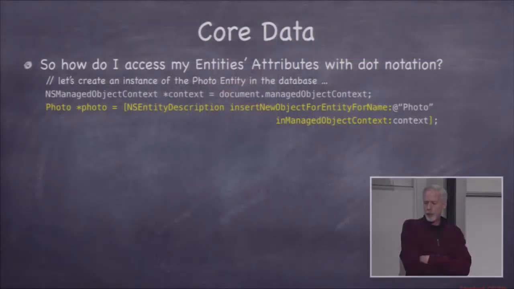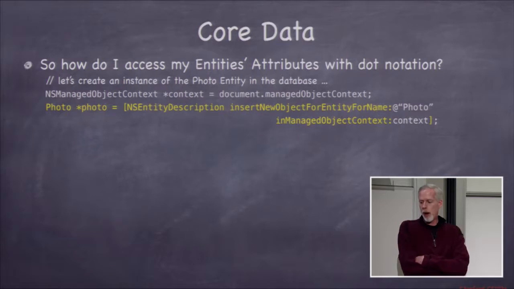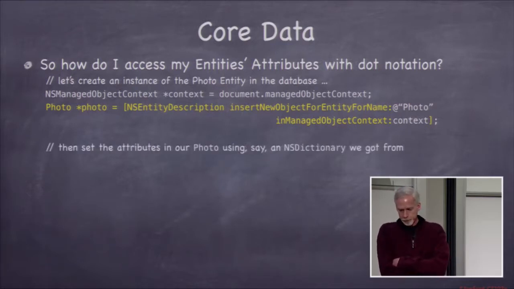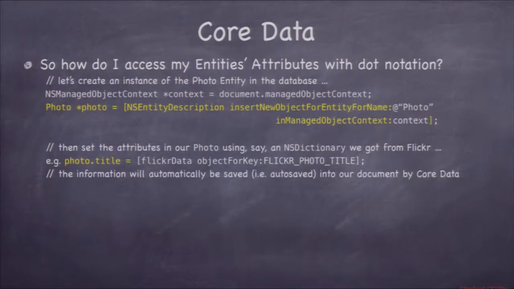Okay? All right. So now that I have these subclasses, how do I use them to access my attributes using dot notation? Now when I say in this entity description, insertNewObjectForEntityForName in managed object context, instead of saying NSManagedObject star photo equals that, I say Photo star photo equals that. insertNewObjectForEntityForName, by the way, returns an id, so the compiler is not going to warn you or give an error in either case. But if you say Photo star photo equals that, then you can just say photo.title equals whatever you want the title to be. Like if I'm downloading this from Flickr, I might say Flickr data object for key Flickr photo title. Get it out of that dictionary that came from Flickr, and I'm just setting that title in my database. Okay, exactly 100% what you would think it would be.